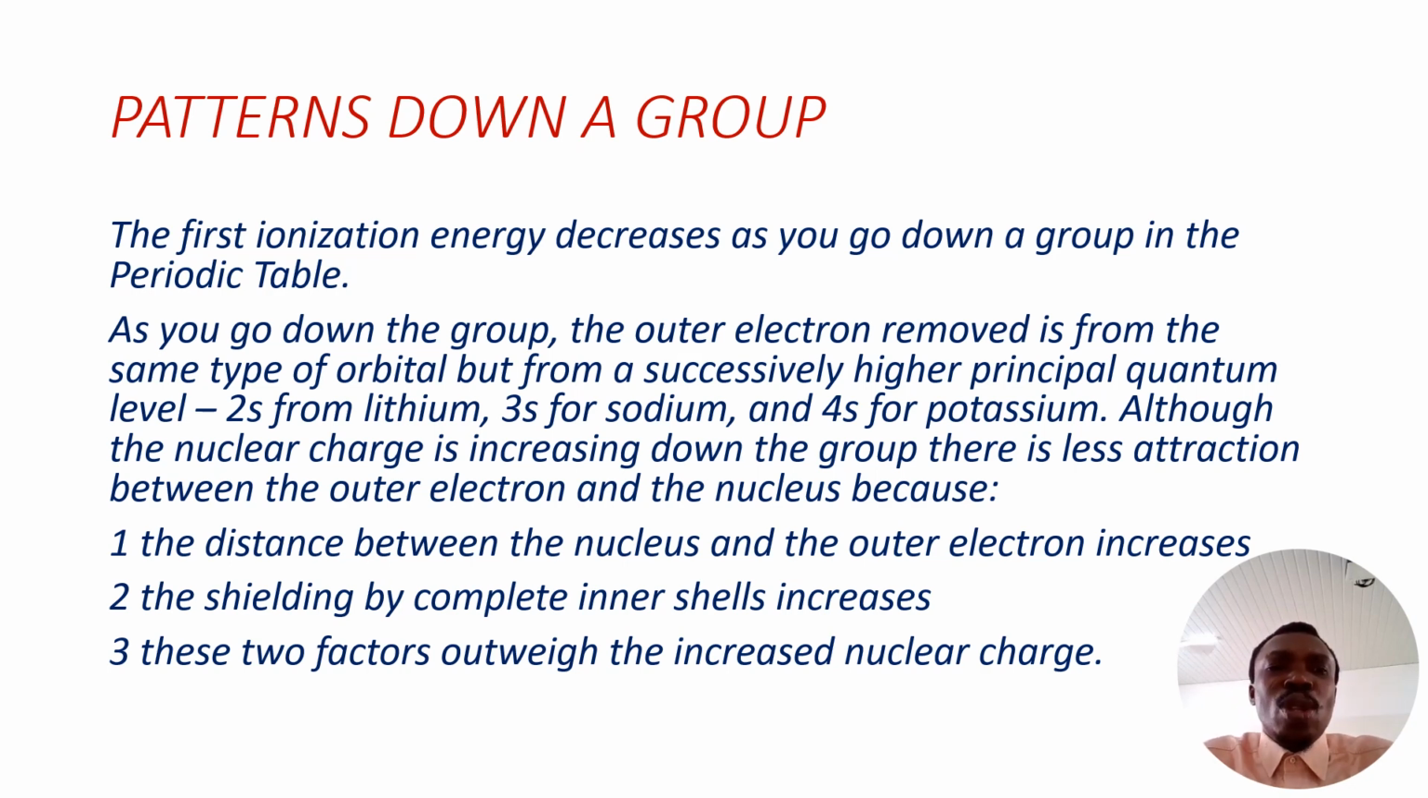The reason is that as you go down the group, the outer electron removed is from the same type of orbital, but from a successively higher principal quantum level: 2s for lithium, 3s for sodium, 4s for potassium. Although the nuclear charge is increasing down the group, there is less attraction between the outer electrons and the nucleus, because the distance between the nucleus and the outer electron increases and the shielding by complete inner shells increases. These two factors outweigh the effect of the positive nuclear charge, so the ionization energy decreases as you go down the group.